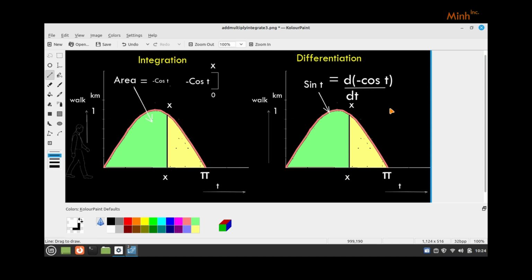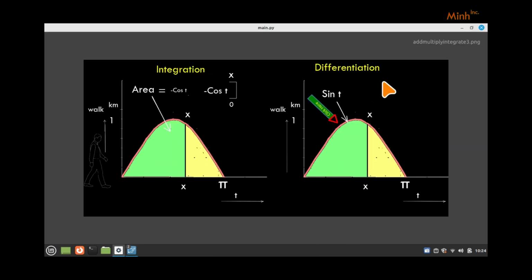Okay, so if I know the equation of this line is sin t, then that equation can be brought back by differentiating the area. If I know the area under this sinusoidal speed is minus cos t, then if I differentiate minus cos t, I'll get back the speed. So that is sin t.